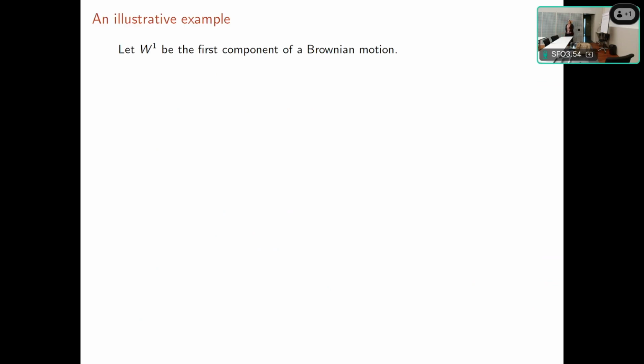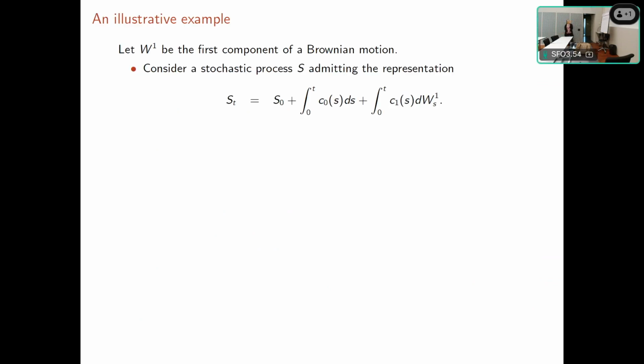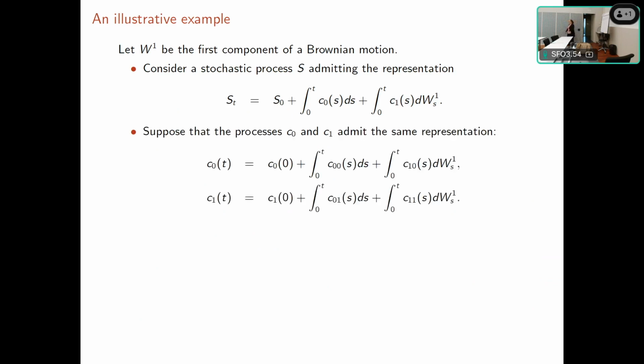So let's take an example. You take a first component of a Brownian motion, W1. I say first component because later on there will be a d-dimensional Brownian motion, but in this example it's just one dimension. Then you take a process that can be your price. And you imagine that this is an Ito process, so it can be written as something dt, plus something dBrownian motion. And then you say, now, maybe C0 and C1 are again Ito processes. And so each can be written as something ds, plus something dW.